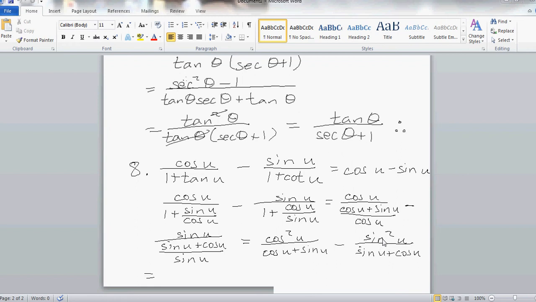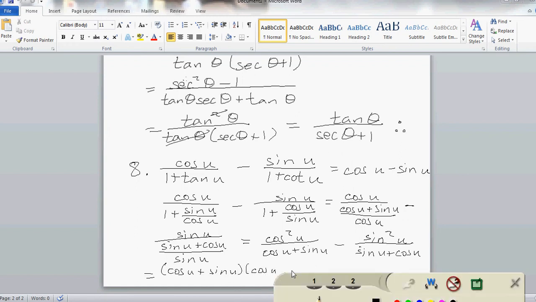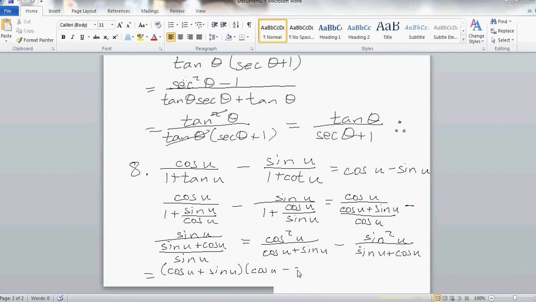Well, that's a perfect square, so I'm going to factor that out. So I get cosine of u plus sine of u times cosine u minus sine u all over sine u plus cosine u. And notice this factor will cancel with that factor, leaving the cosine of u minus the sine of u, which is exactly what we wanted.